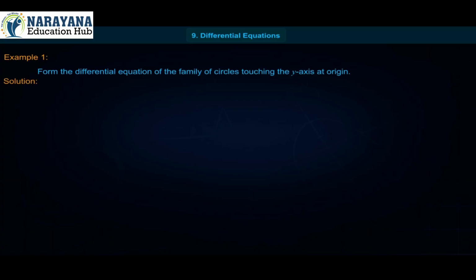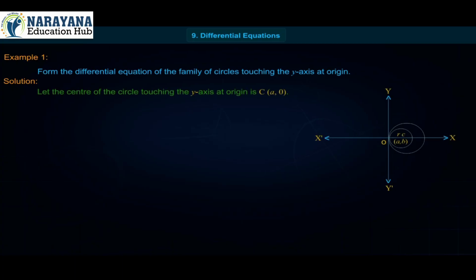Example 1. Form the differential equation of the family of circles touching the y-axis at origin. Solution. Let the center of the circle touching the y-axis at origin be C(a, 0). Therefore, radius r is equal to a. Therefore, equation of circle: (x minus a) whole square plus (y minus 0) whole square is equal to a square. Therefore, x square plus y square minus 2ax is equal to 0.